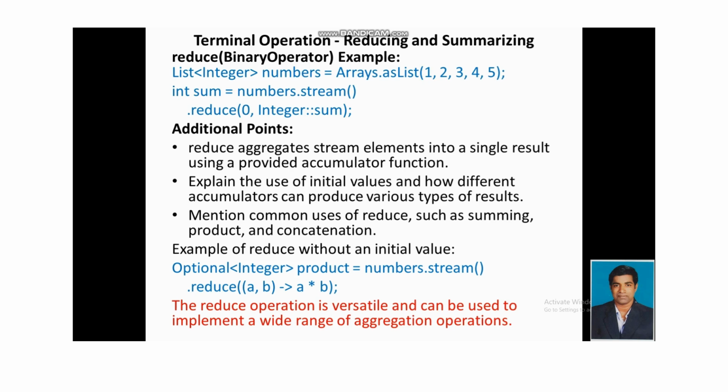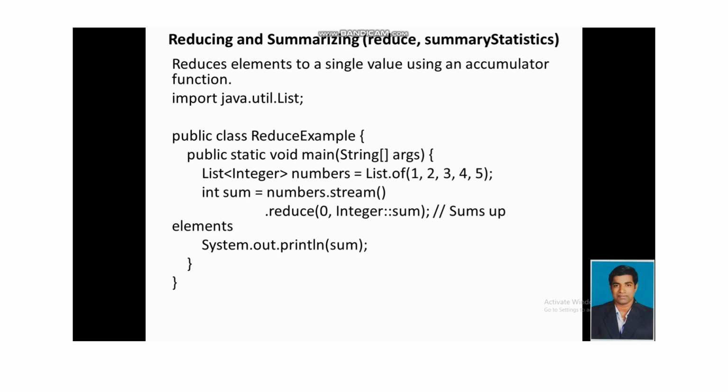For example, reduce without an initial value: Optional<Integer> product equals numbers.stream().reduce((a, b) -> a * b). The reduce operation is versatile and can be used to implement a wide range of aggregation operations. Reduce and summarizing: reduce elements to a single value using an accumulator function.